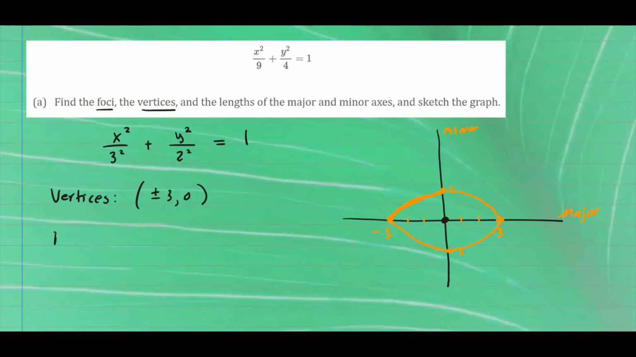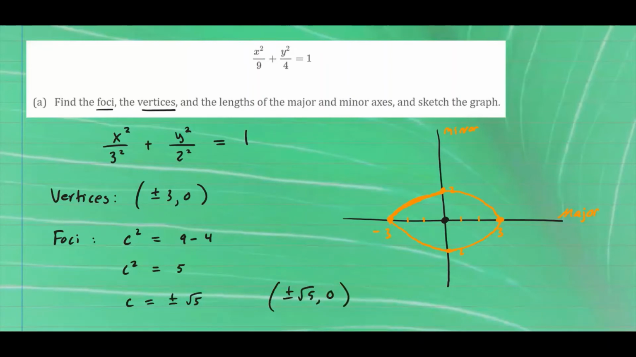Now for the foci, that is found by c squared is equal to, so we do the highest number on the denominator minus the lowest number. So that would be 9 minus 4. So that would give us c squared is equal to 5. So that means c is equal to plus and minus the square root of 5. So our foci, it's going to be the coordinates plus and minus square root of 5, 0.